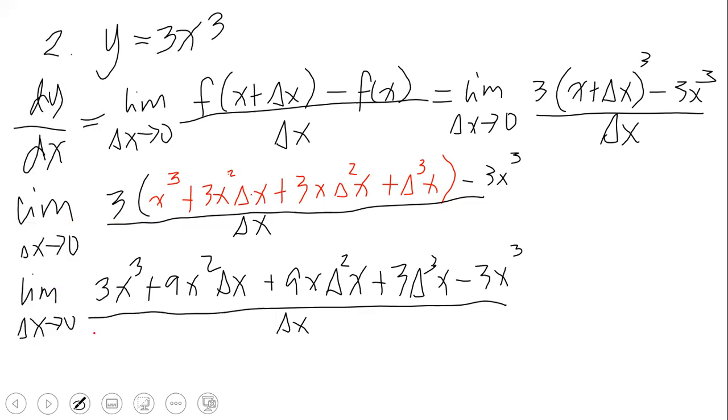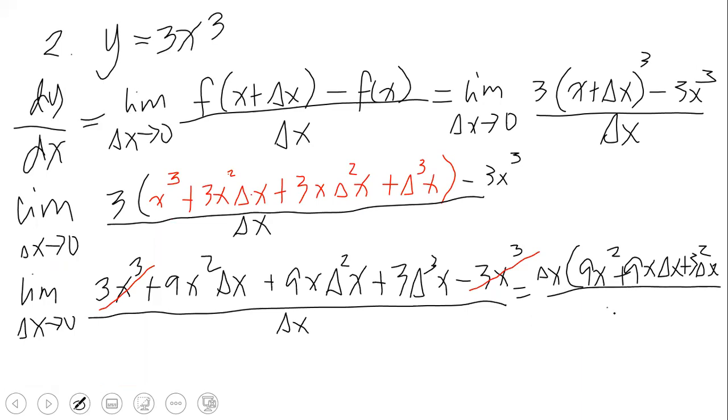So may nakita tayong magka-cancel out. So ayan. Then this time, simplify natin yung mga terms. So mayroon tayong makakancel na delta x ulit. So delta x ulit. So we have the following. Delta x quantity. Ilan na to? So that will be 9x squared plus 9x delta x. Tapos yung last term plus 3 delta squared x, all over delta x.